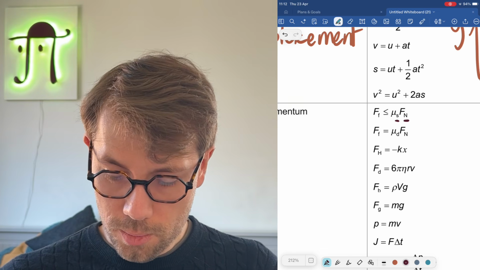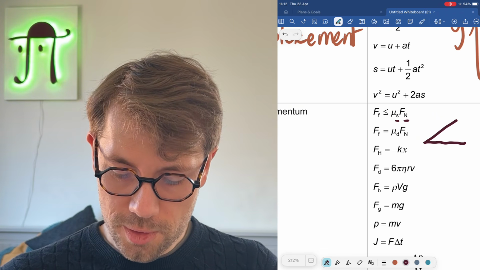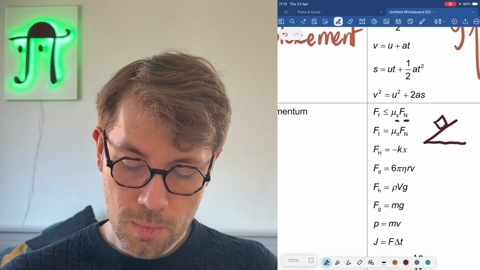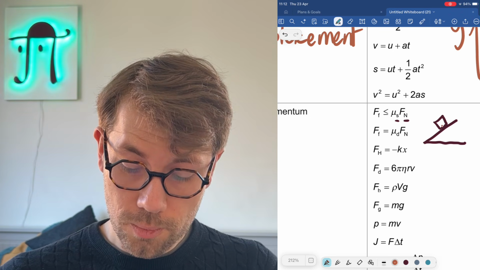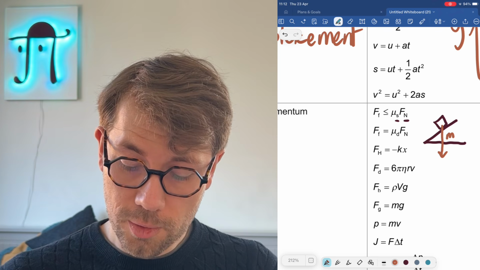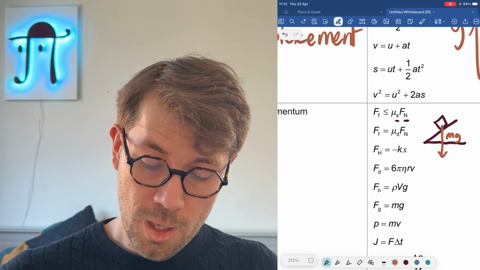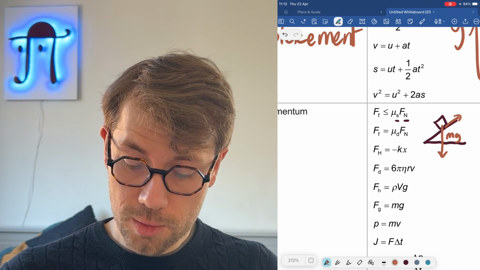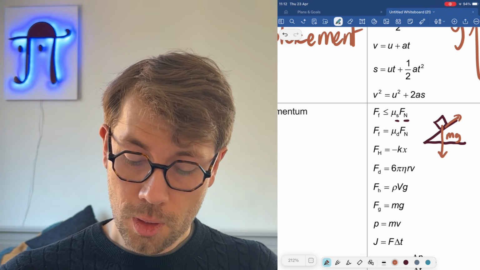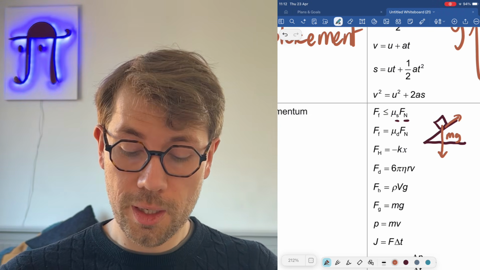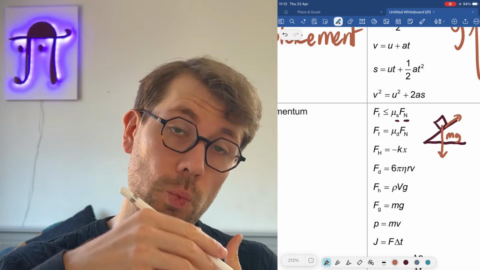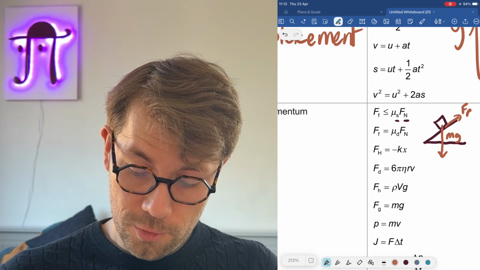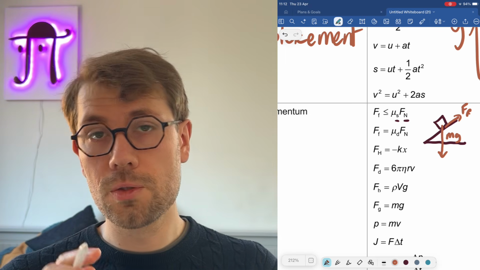So I am going to sketch out what this might look like. We've got a box on a plane. This box is weighed down by its weight. I'm going to call that mg. And it is not moving. There is some force acting on it, which is the friction. That is going against the direction which it would move, which is down the plane. So we'll call that F with a subscript F. I love subscripts. You should get into subscripts.